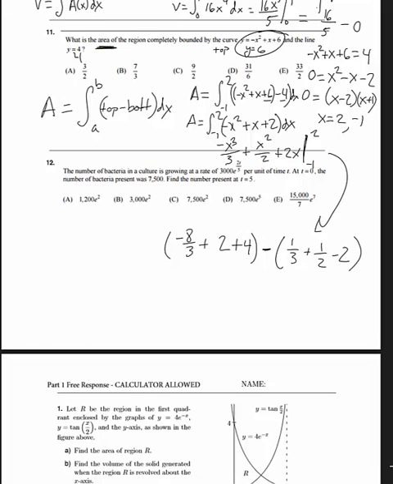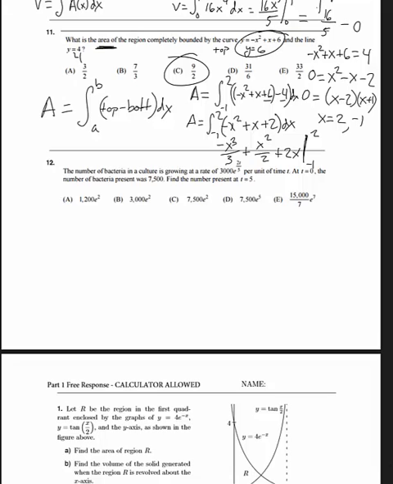Okay, now let's just combine all of our numbers. 2 plus 4 is 6, minus negative 2 is 8. Then negative 8 thirds plus minus 1 third is minus 9 over 3, which is just 3, so 8 minus 3, and then minus 1 half. Distribute the negative. That's 5 minus a half, which is 4 and a half, or 9 halves. Choice C.